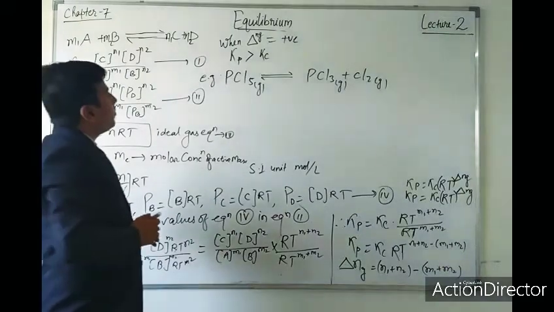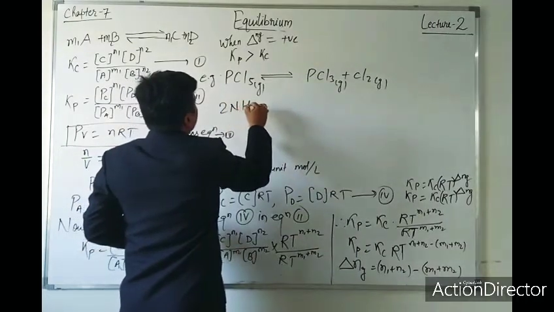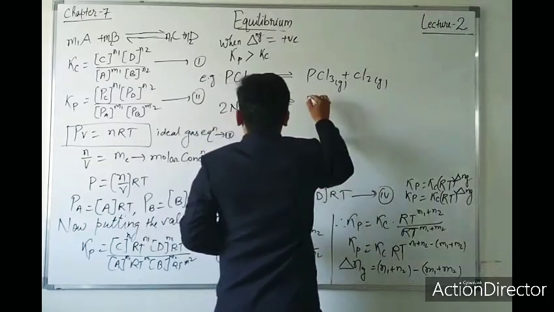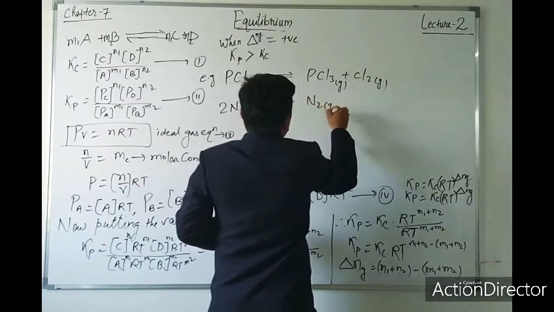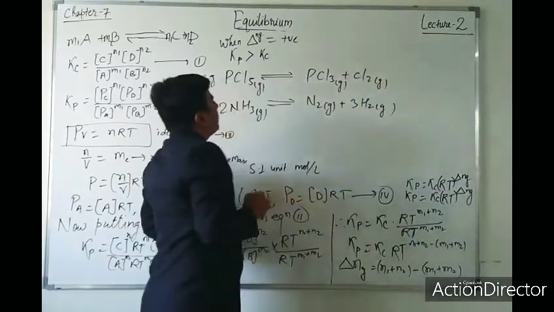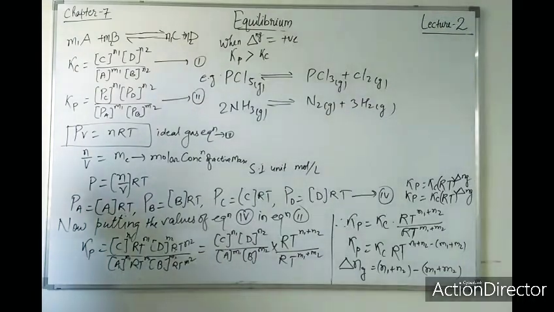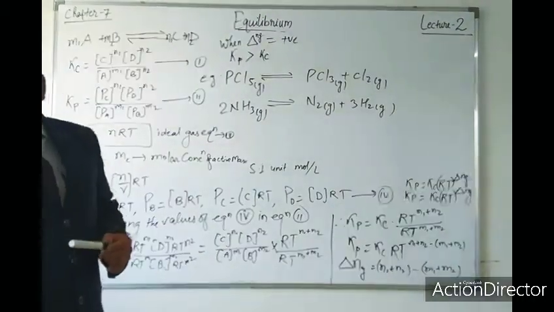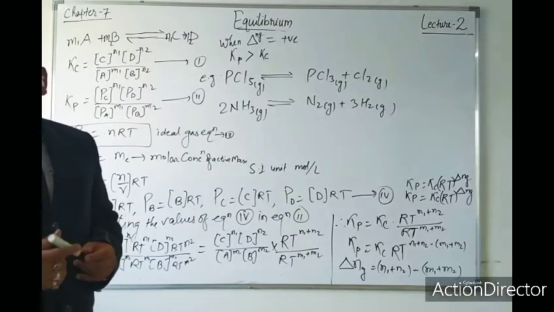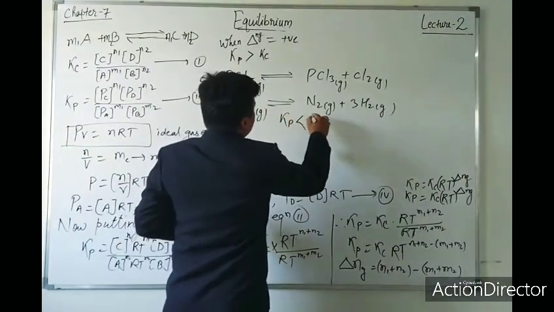Similarly, if we talk about 2NH3, what will be there? N2 plus 3H2, right? So here also the same thing. When the delta Ng value is positive, that time we can write these types of reactions. So I hope that now you have understood about the positive value. What will happen in the negative case, when Kp is less than Kc?